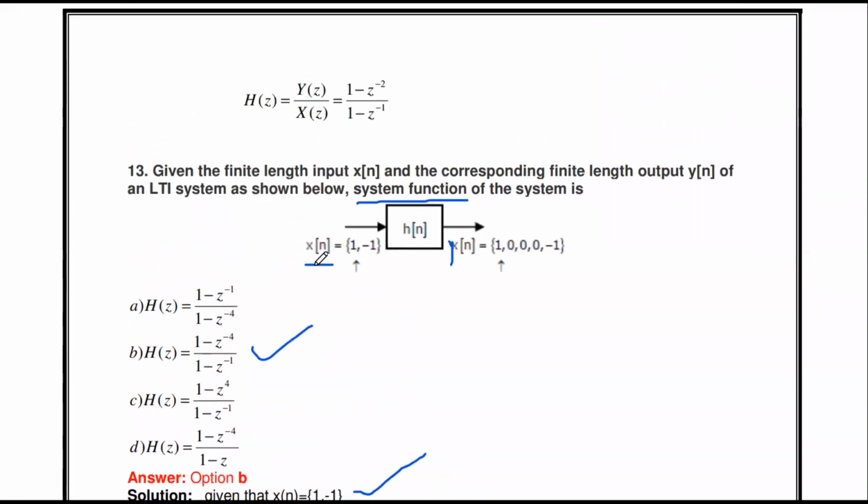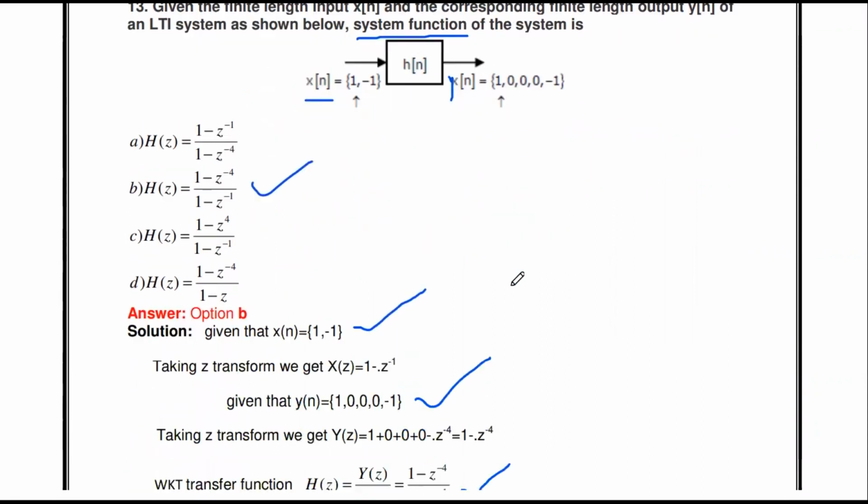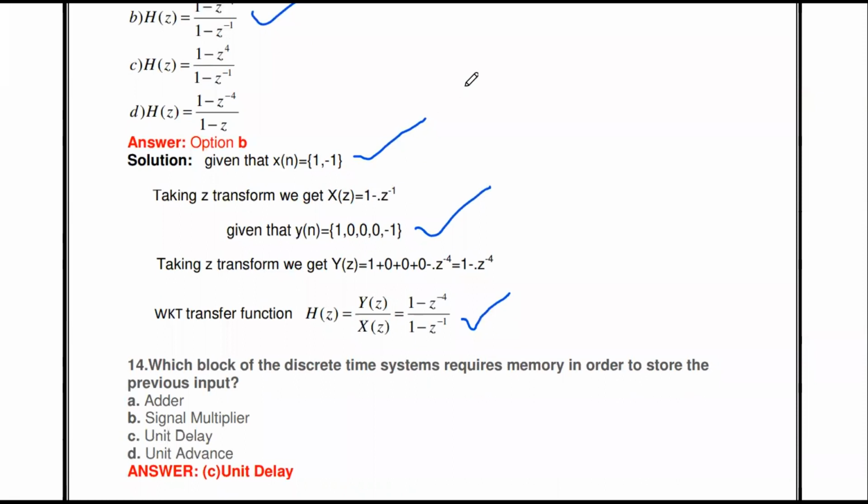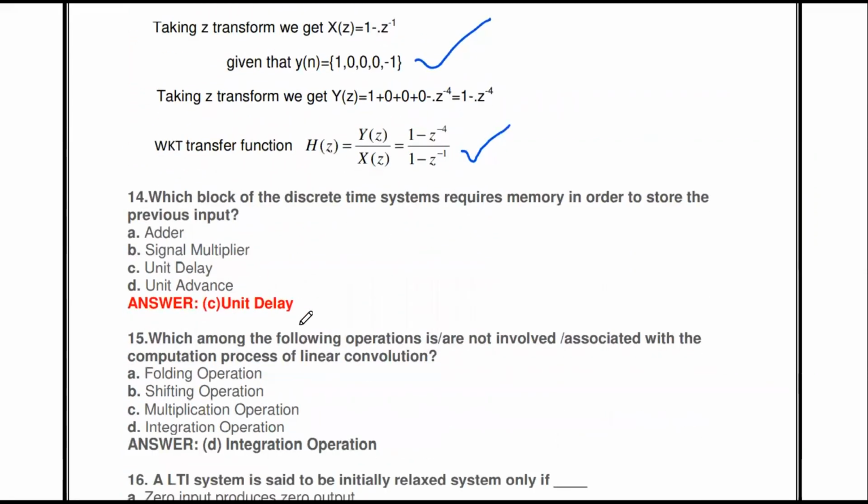Here input and output are given, whereas in the previous problem the system equation was given. From that, if you take the Z transform and rearrange, we get the transfer function. Here, since the input and output are given, you take the Z transform of the input separately and of the output separately, then take the ratio. It is called the transfer function. This is one type of problem.